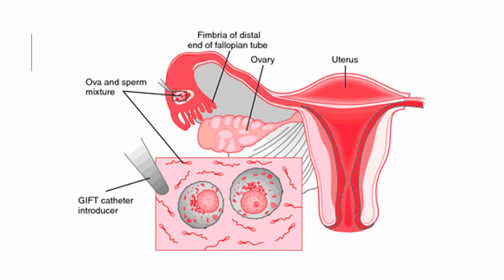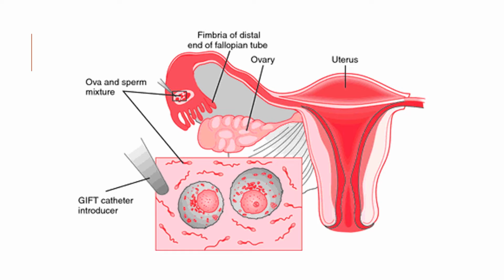The eggs and sperm fertilize and fuse in the natural way over here, and then the further procedure takes place. Whichever egg is fertilized will convert into a zygote, and then the zygote will move into the uterus and get implanted as an embryo. So this is what happens in gamete intrafallopian transfer. It is a little bit different from IVF. Over here, it is a little bit more surgical.